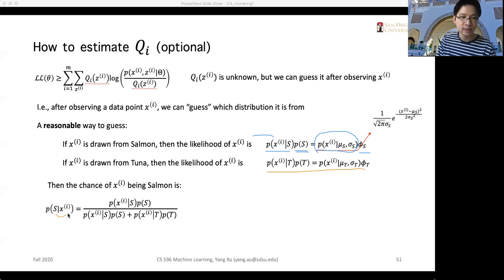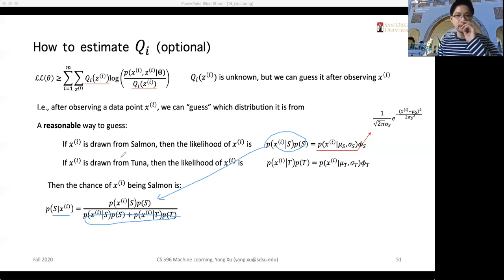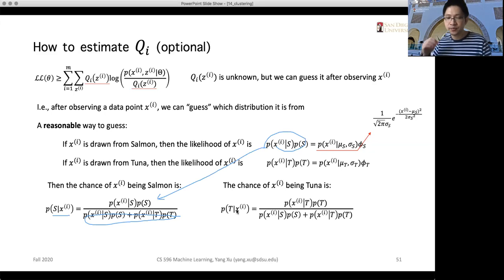Notice that here the order of the variables is switched. So the probability that this data point belongs to salmon is obtained by taking this likelihood as the numerator and the summation of these two likelihoods as the denominator, right? This normalizes the probability. And the other chance, being tuna, is computed using the other likelihood.